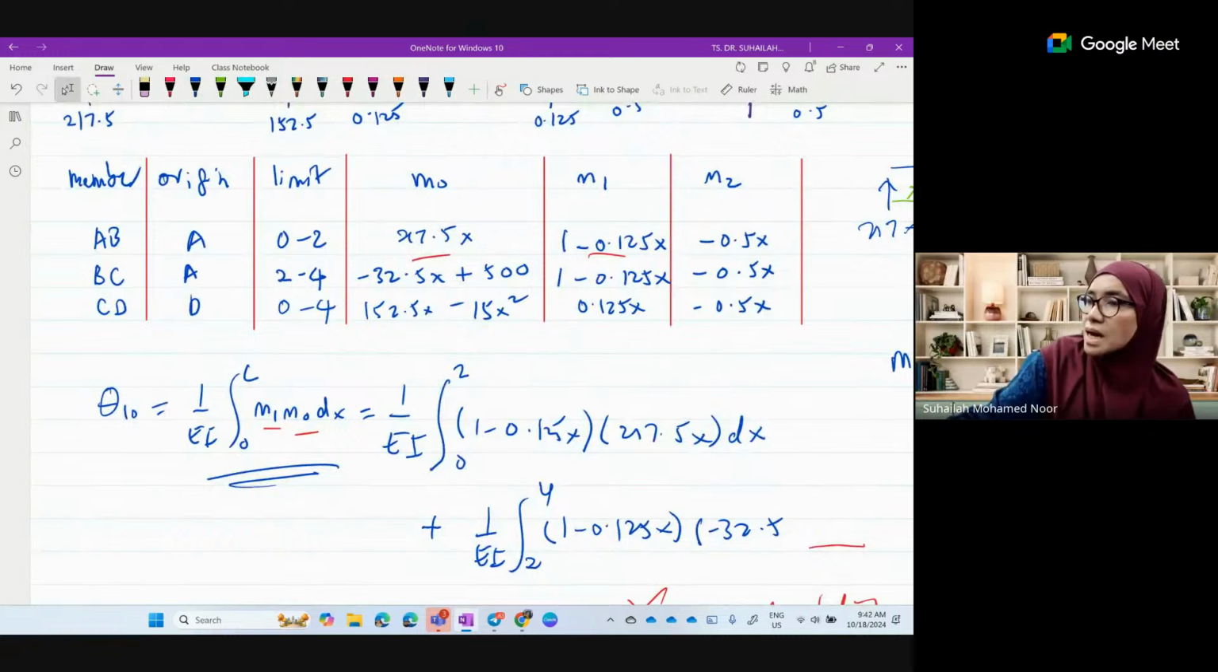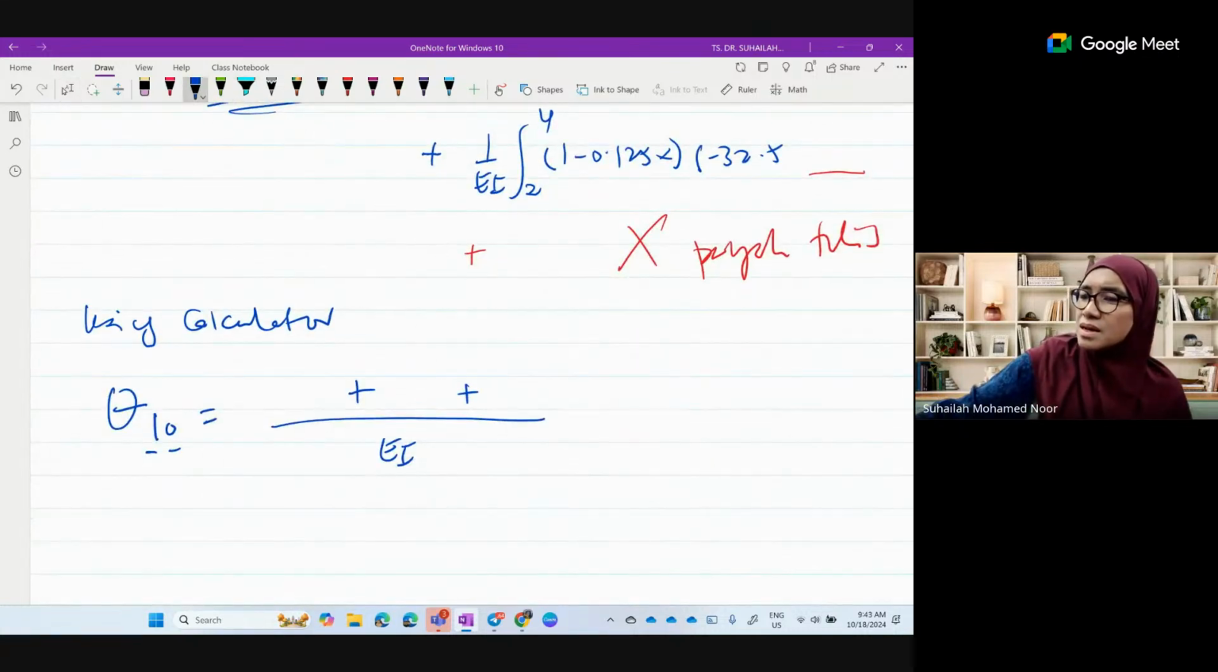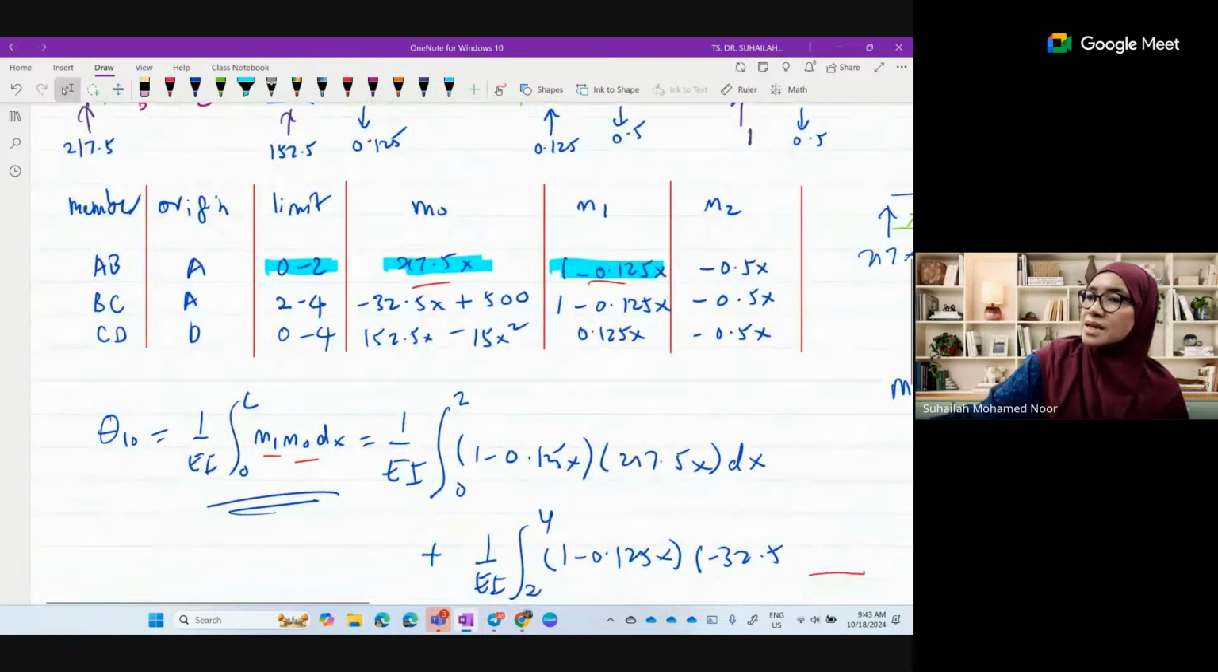Okay, cuba kira. M1 dengan M0 integrate 0 to 2. M1 ni M1 kan? M1, M0 right? Integrate letak limit ni. So dapat apa? Berapa? 362.5. Dah settle, for first one. Okay, next one yang mana? Yang ni. M1.